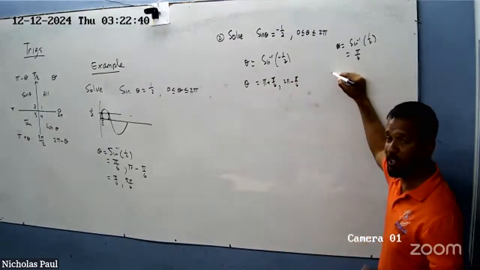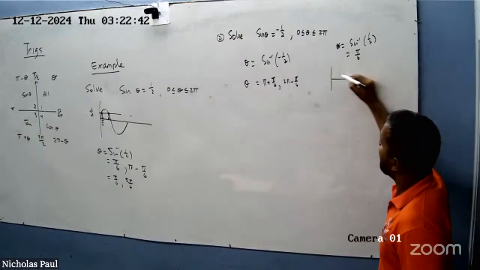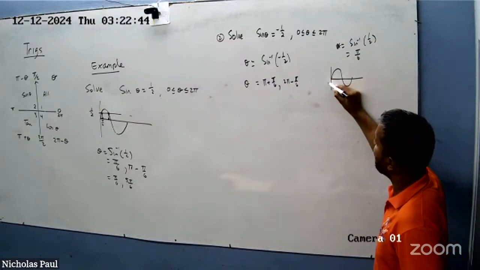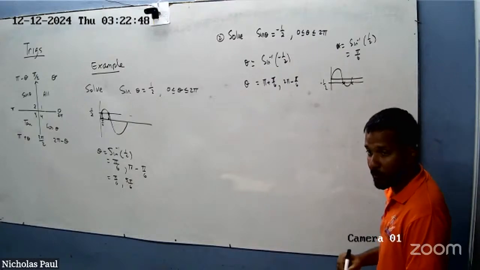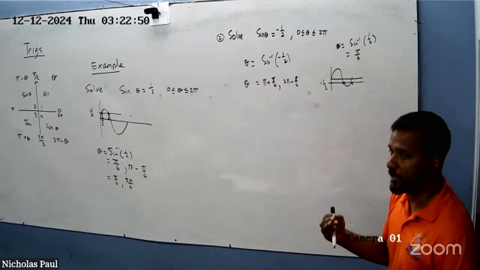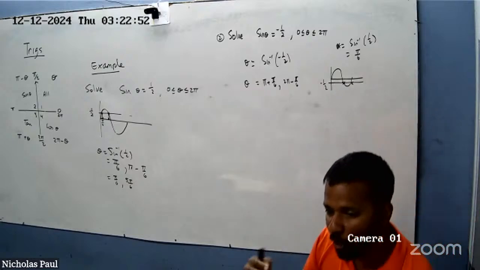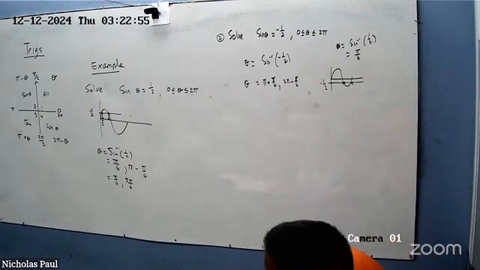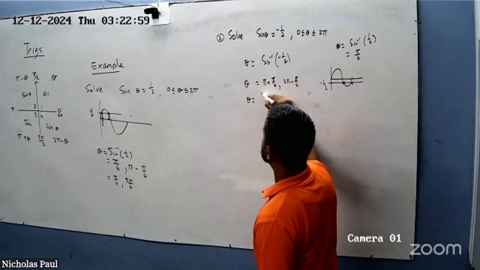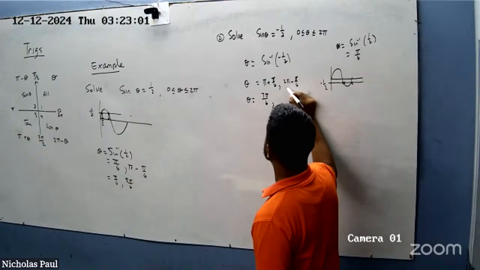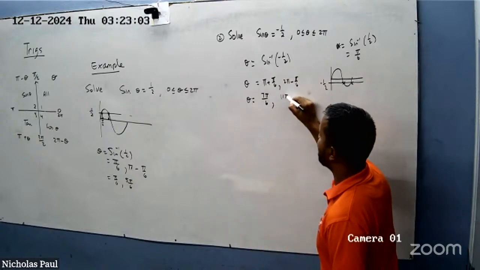Again, graphically, it looks like this. Negative a half is down here, so you're going to get 2 answers down there. The reason I show you the graph first is for you to see all these things graphically. So your final answer here is 7 pi on 6 and 11 pi on 6.